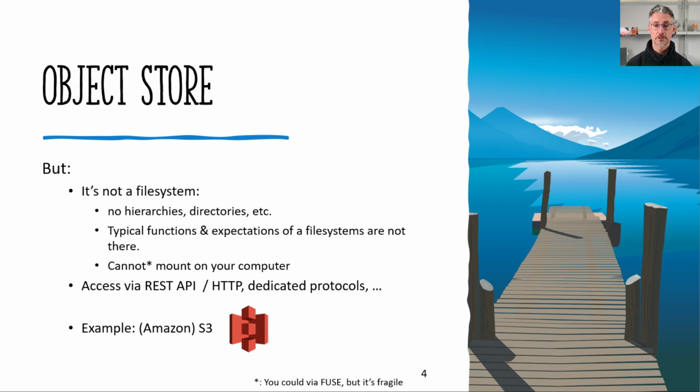As we said before, an object store is not a file system. So just to stress the point, there are no hierarchies or folders or directories and so on. And it also doesn't behave like a file system. So the typical functions that you expect from a file system are not there. And you cannot use it as a file system on your computer. You can play some tricks here and there, but essentially you work around it and hide the complexity. What you really do is you access an object store via a REST API or over HTTP or dedicated protocols and software.